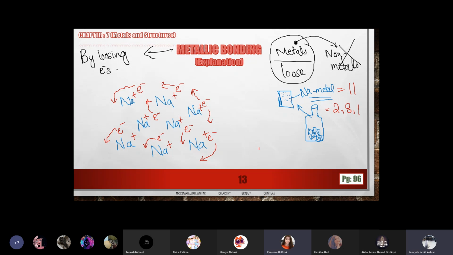Okay, so sodium has 2 electrons in its first shell, 8 electrons in its second shell, and 1 electron in its outermost shell.